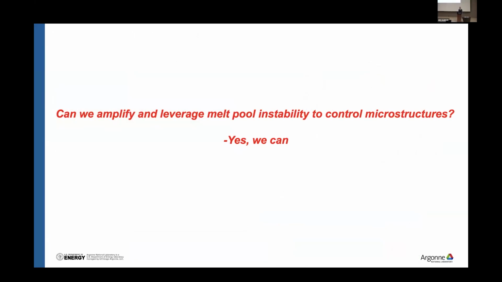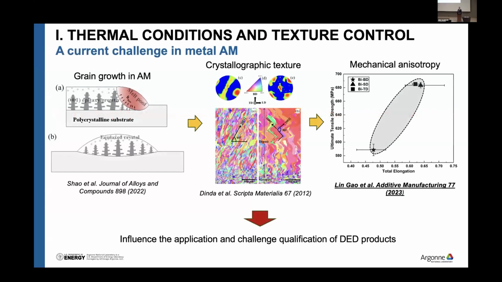Let's go back to the previous question: whether we can amplify and leverage the melt pool instability to control the microstructures. And our answer is yes, we can. So the first topic is about the thermal conditions and the texture control.